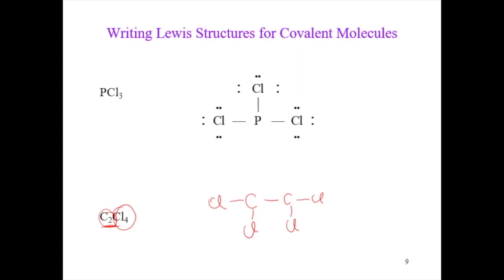So the idea is that you first draw 2 carbon atoms, they would be connected to each other by 1 bond, and then distribute whatever's left around it evenly. Okay.